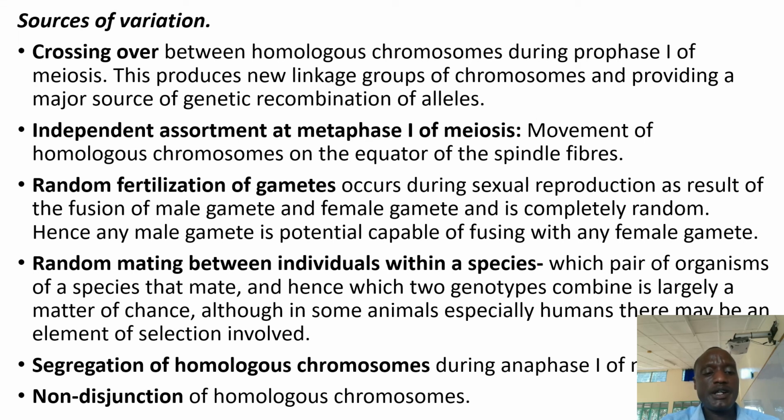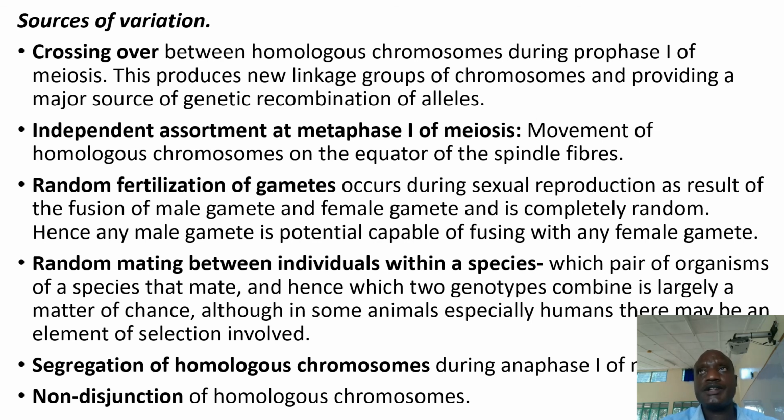Again, there is random mating between individuals within a species. This is common in animals like dogs and pigs. Segregation of homologous chromosomes occurs during anaphase 1 of meiosis. And again, there is what we call non-disjunction of homologous chromosomes. Non-disjunction is the failure of homologous chromosomes to separate during anaphase 1 of meiosis.